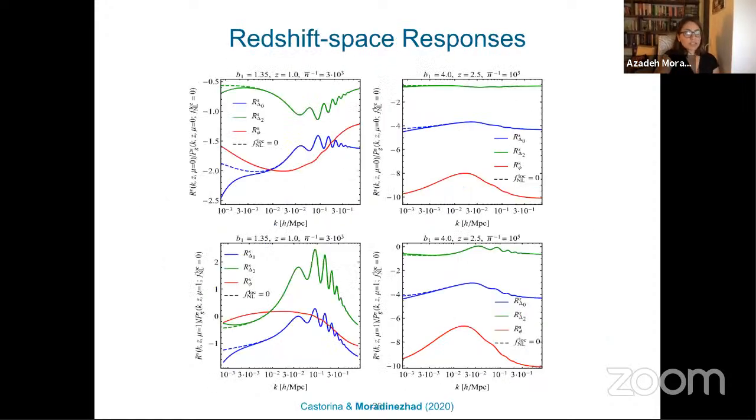Then you can correspondingly compute the responses in redshift space. And now, as I said, because of the anisotropy of the power spectrum, there is also a response to the tidal field, and that is shown here in green.